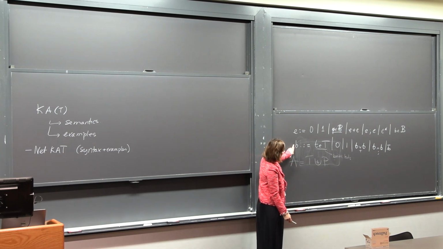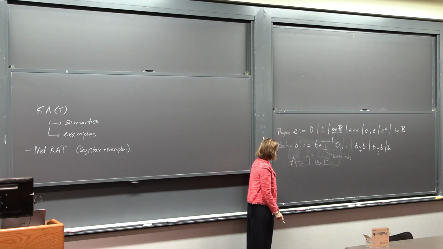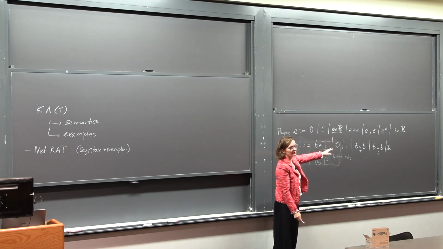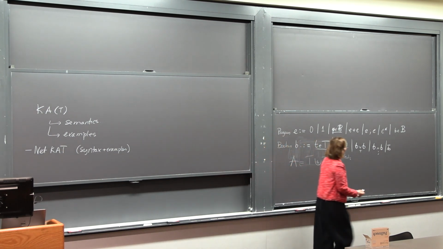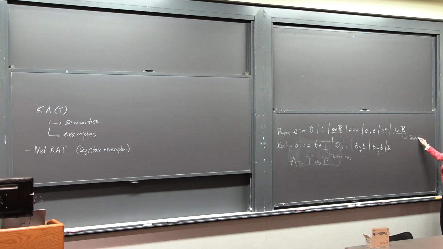And this is the Boolean part. And this is the program. Okay. And the Boolean part is embedded in the program. So the way to think about this B, when I put a B as a program, I'm really thinking of it as an assert B. Okay, so a test, when I embed it into a program, is an assert.